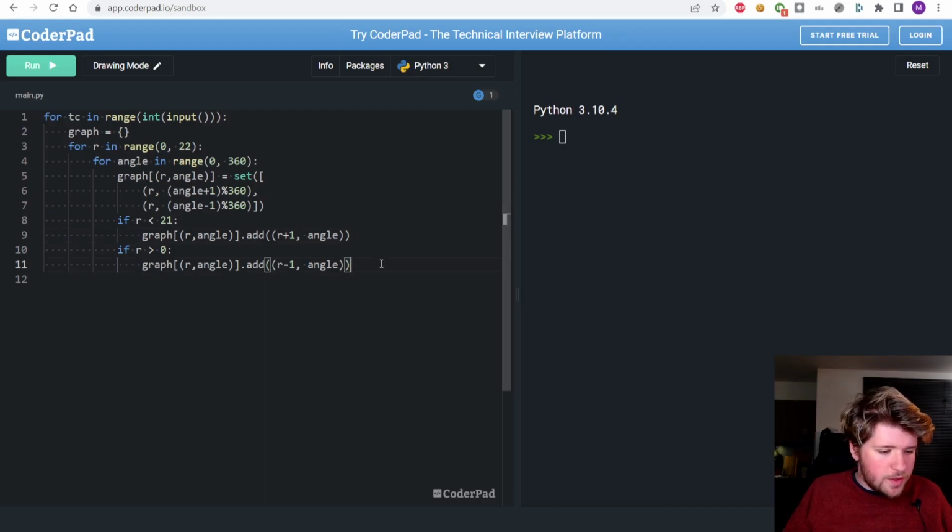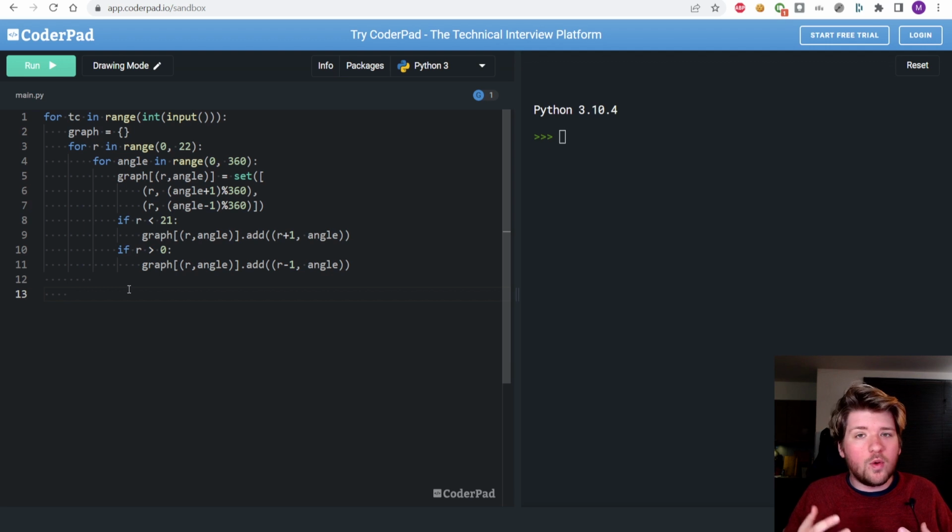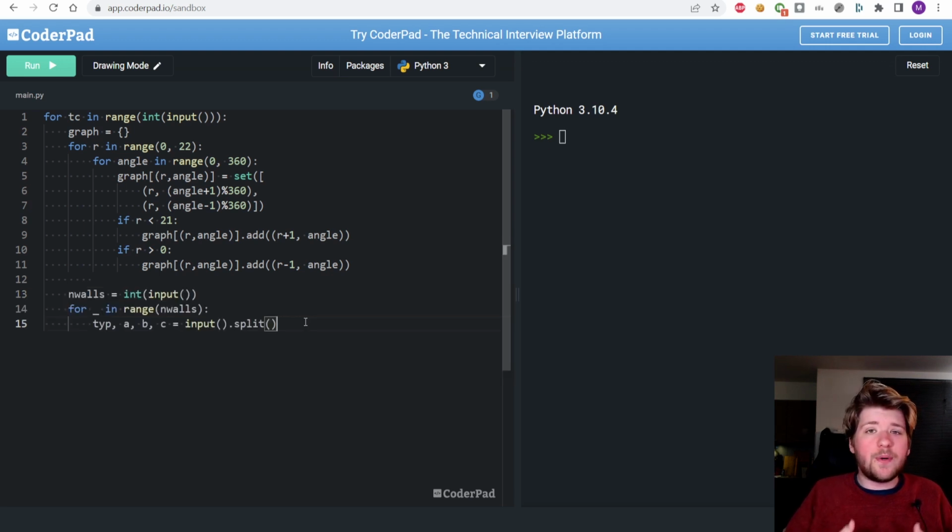So those are the 2 outside and inside neighbors defined. Then we need to transform the graph to remove the edges where there are walls between the cells. So we will need to parse the input. There's always 4 values in a wall, so it's type.